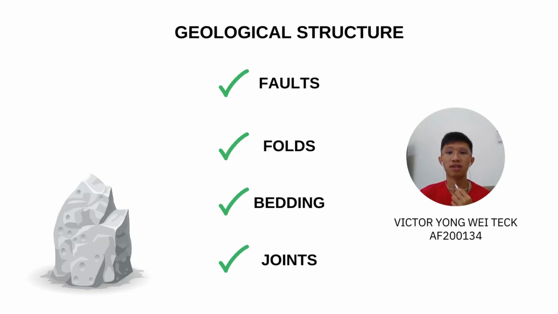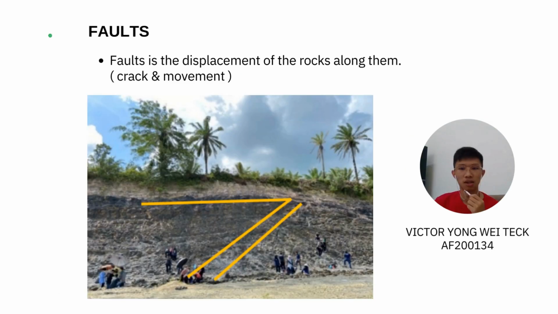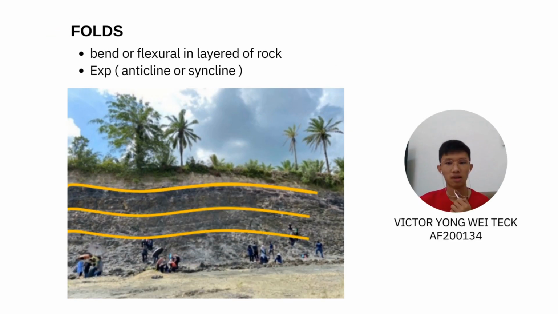From our case study area, there are a few geological structures that can be determined, which are fault, fold, bedding, and joint. First, fault is determined at the case study area. Fault is the displacement of rock along a fracture. It consists of cracks with movement of the rock.